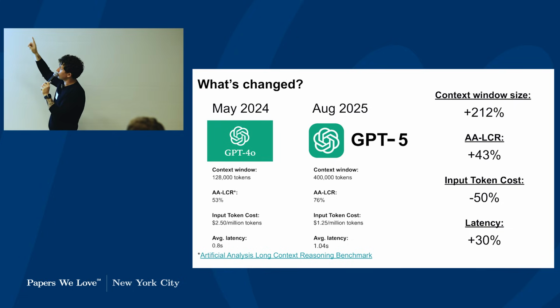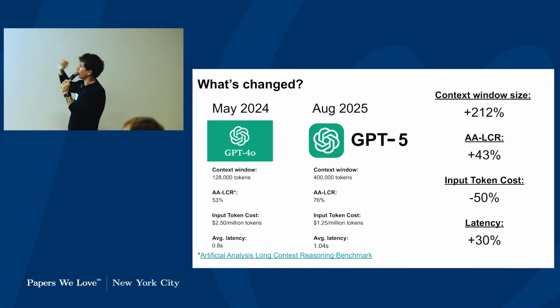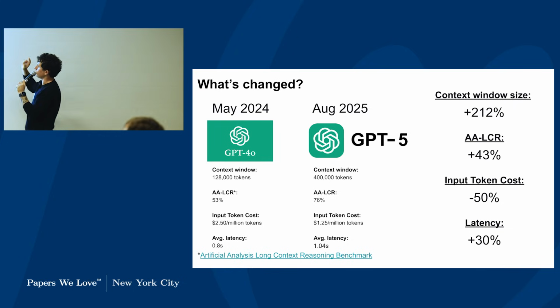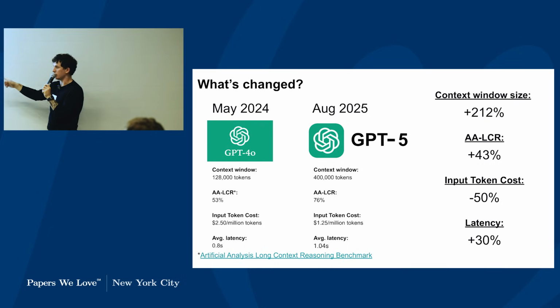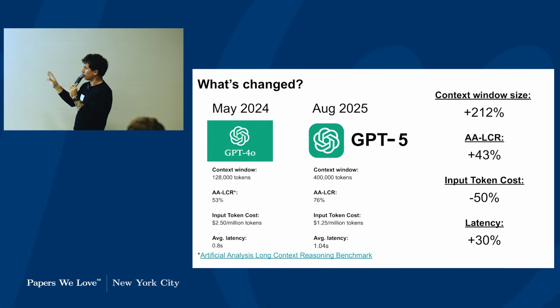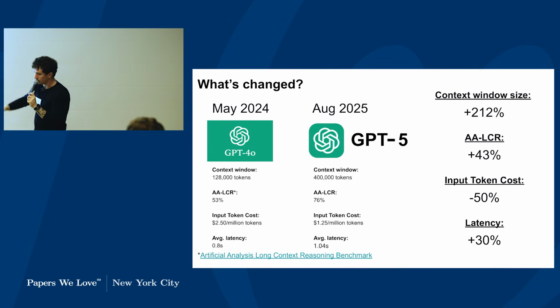So context window size increased by 212%. On LCR, we're up 43%. Token costs are down 50%, and latency is up 30%. So some good, mostly good, and the latency obviously has increased.